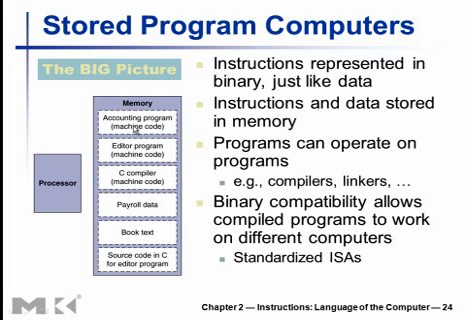Data includes account information, machine code, payroll data, the C source code, book text, and source code in the C editor. The instructions and data are stored in memory as well. Before you can run a program, it has to be loaded from the hard drive into memory. Programs can operate on programs: compilers and linkers are programs that work on your programs.